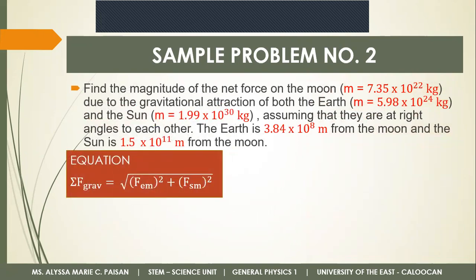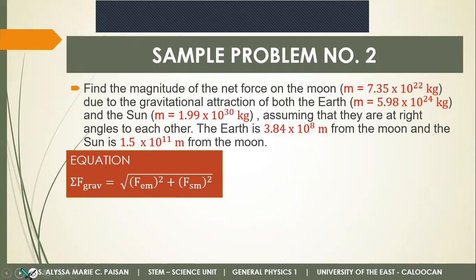Next, let's have the equation. Remember, it is forming right angle, di ba? Naka-right angle daw sila. Si Sun at right angle with the moon and the Earth, kanina sa illustration natin. So, if the vectors or the forces are forming right triangle, remember that we need to use the Pythagorean equation. Okay? That's why our equation would look like this.